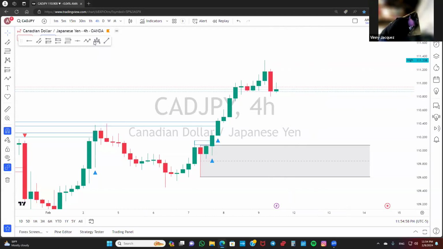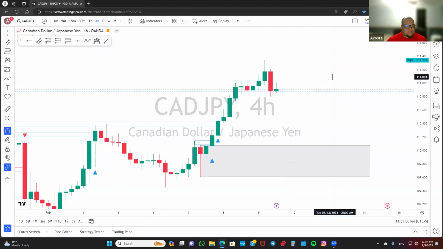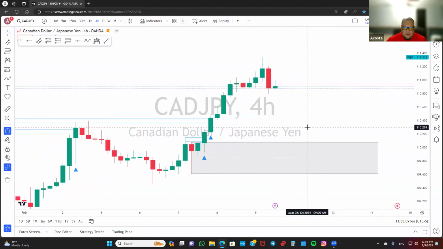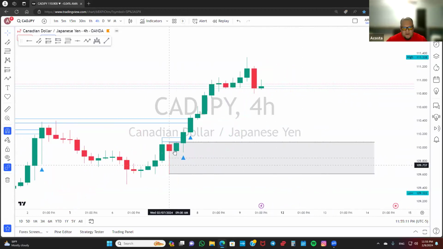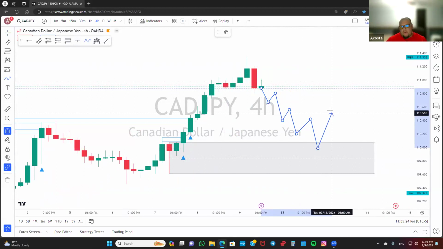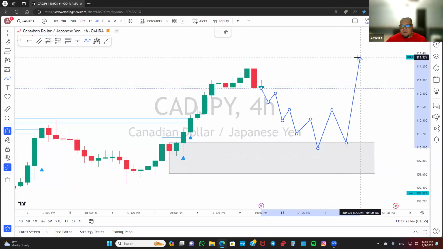Hey, playing charts. You can see my screen? Yes, sir. All right, cool. So obviously we're looking at CADJPY. We're on the 4 hour. Got a starting point right here. I actually just did it right now. So I'm waiting for something like this. Oh, and then bring it right back up.